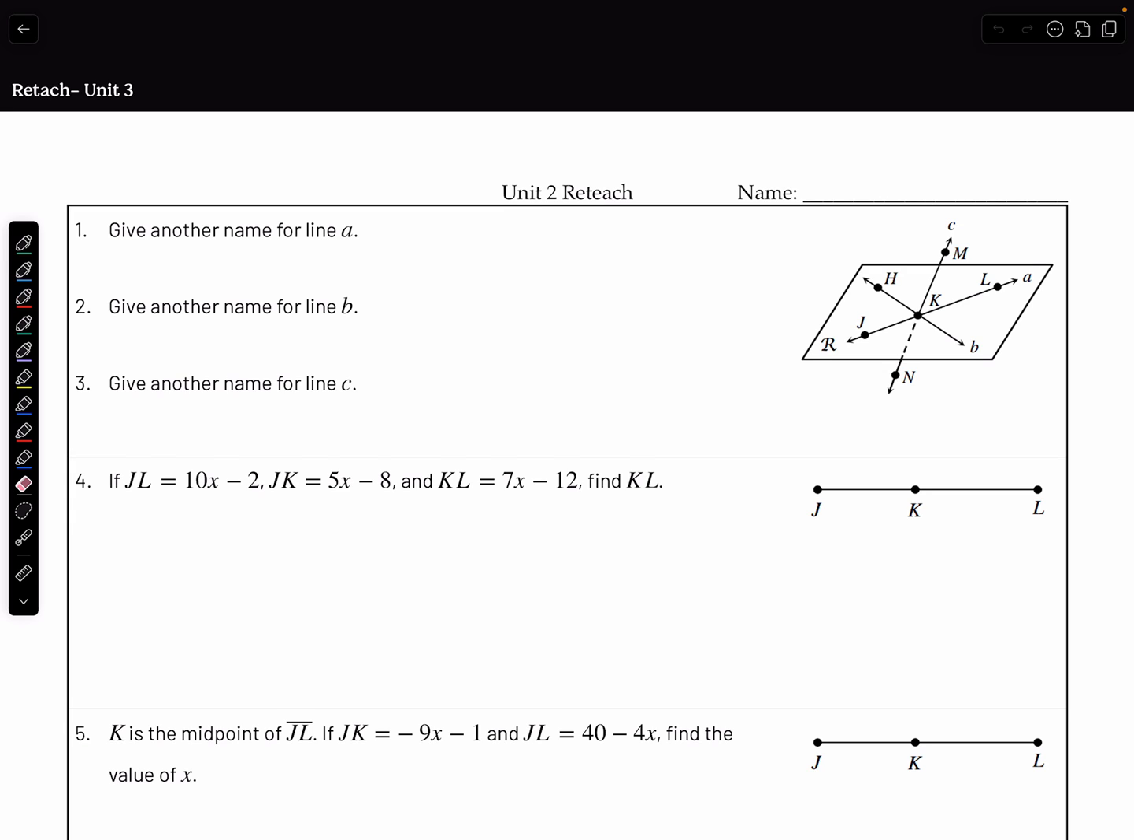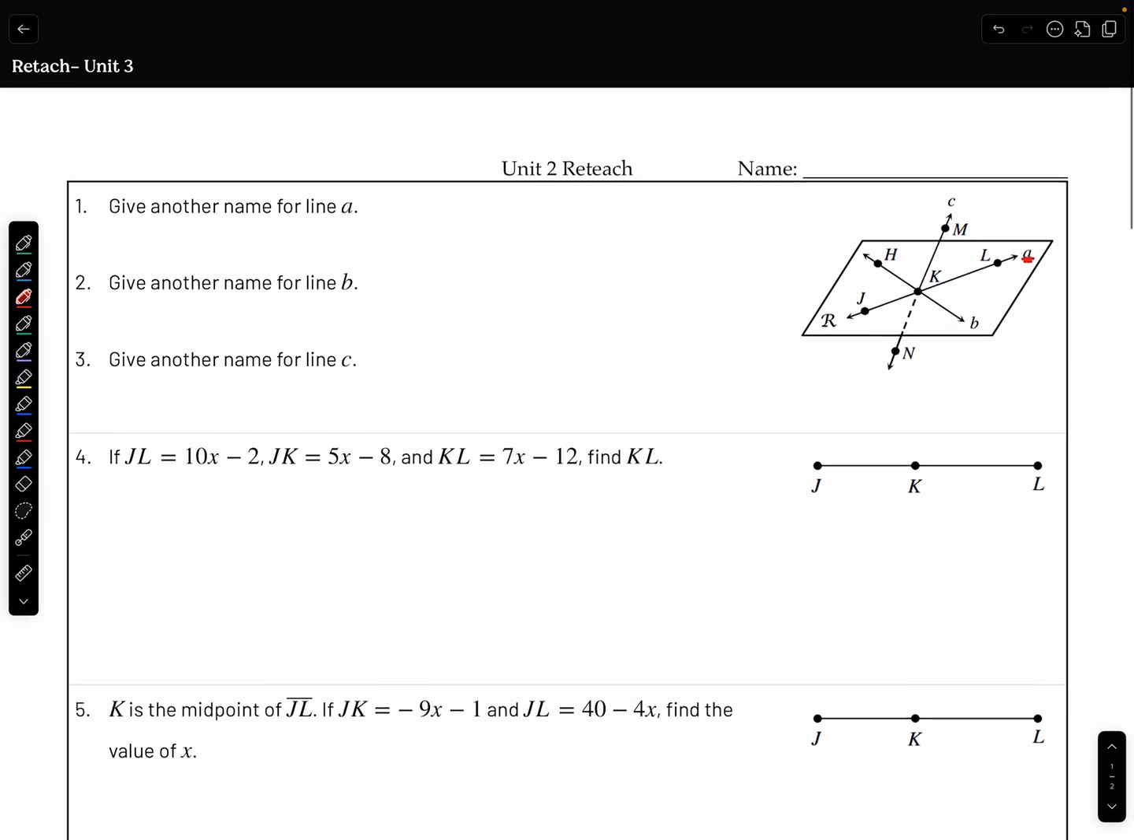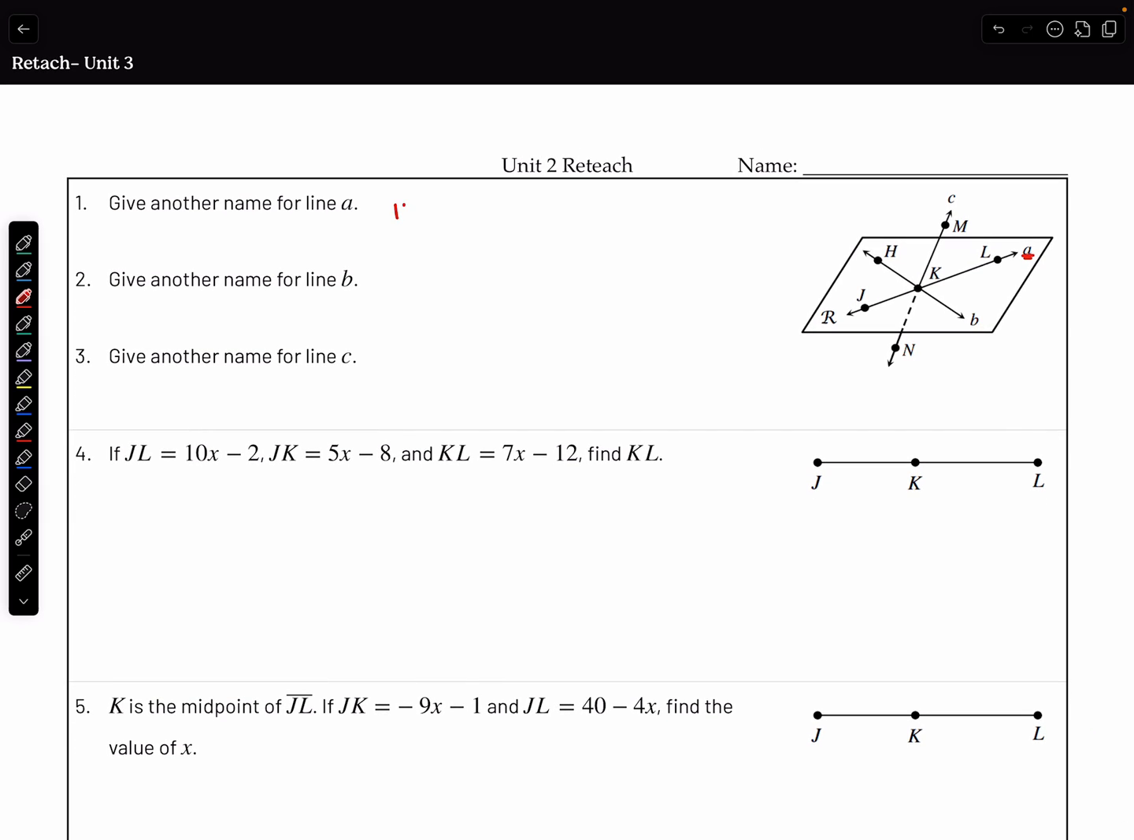So, given a name for a line: a line is named with only two letters, and so you pick two letters on it. For example, you can name this line KL, you can name this one JL, you can name this one LK. Pick any two letters on it and that will suffice, but again, two letters.